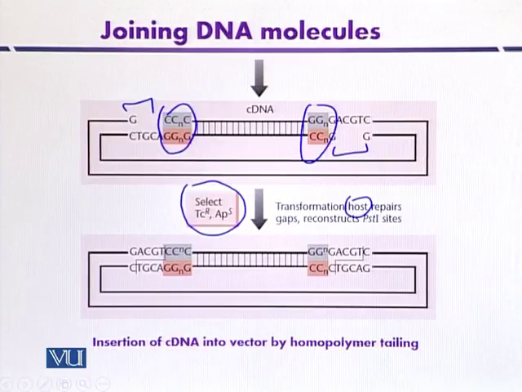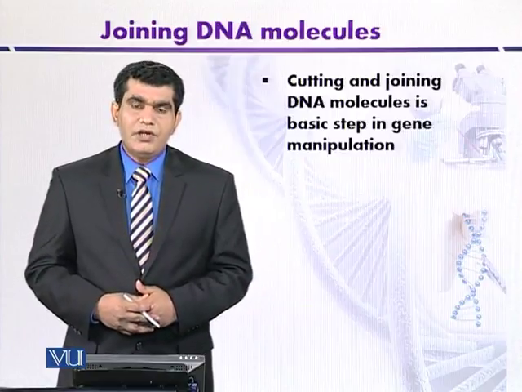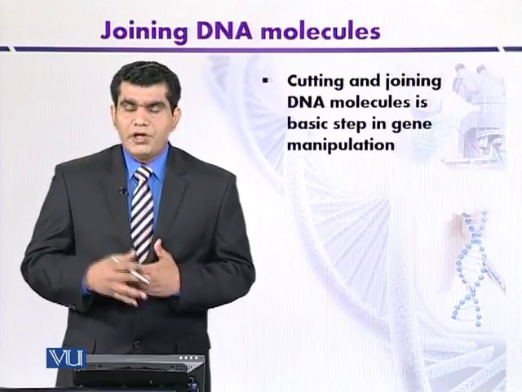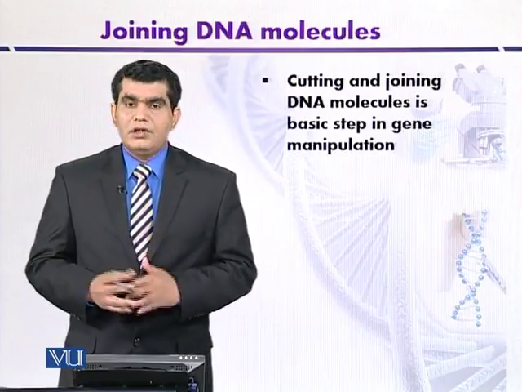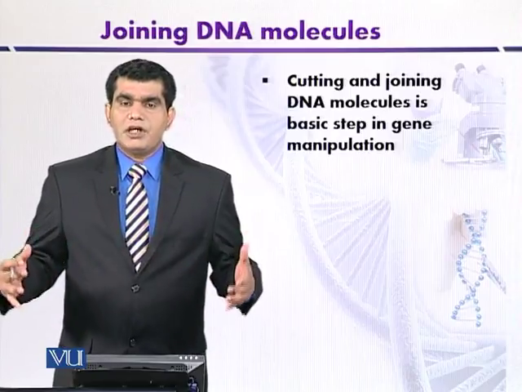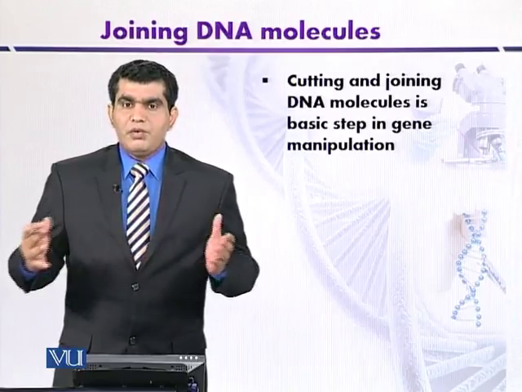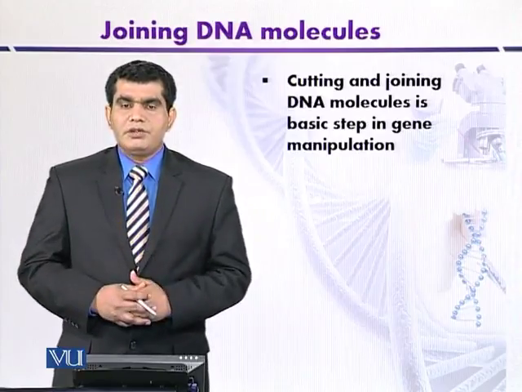Another advantage is that because these transformants carry recombinant DNA, it contains the site for PstI, so the target cDNA can again be excised from the artificial recombinant DNA molecule. So finally, we can conclude that cutting and joining of DNA molecules, mediated by different types of enzymes, is a very important tool in the field of gene manipulation.